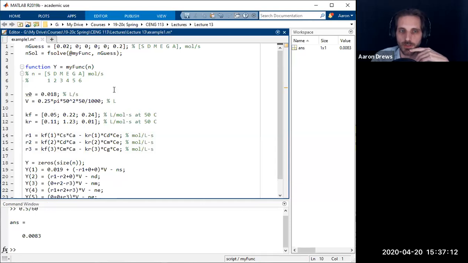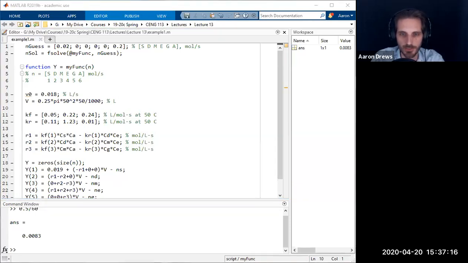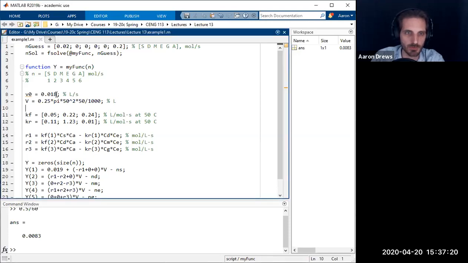So those are the two values that we wrote before. I need to update my V0 right there. Let me double check what we had. That's actually supposed to be 0.026.